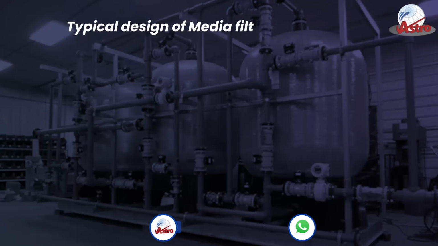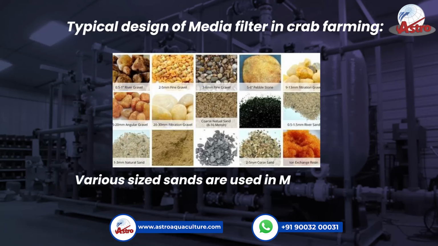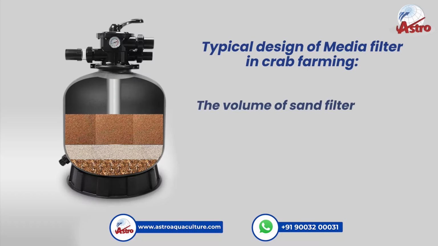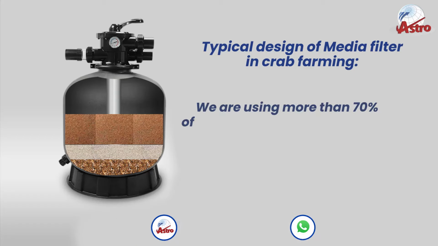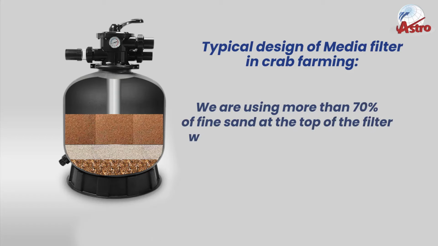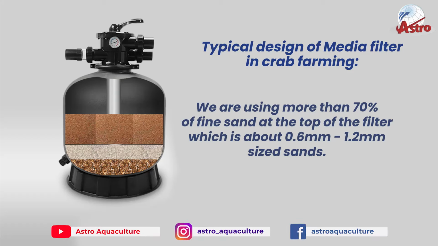Typical design of media filter in crab farming. Various sized sands are used in media filter. The volume of sand filter that we use is 1.1 cubic meter. We are using more than 70% of fine sand at the top of the filter, which is about 0.6 mm to 1.2 mm sized sands.